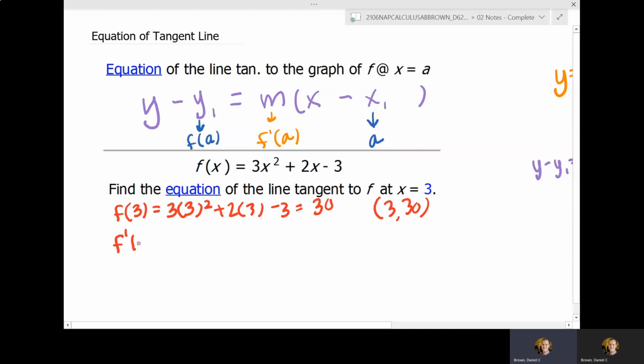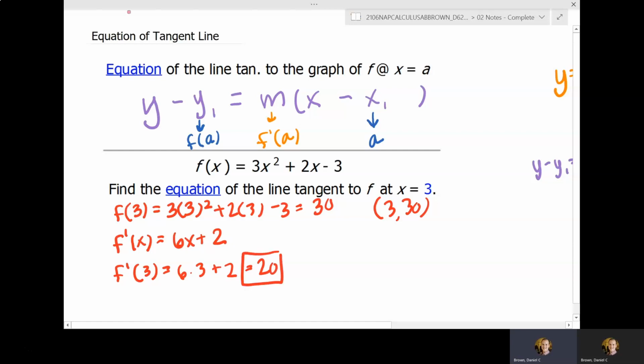And then we need the slope. The slope's going to come from the derivative. Again, you have to find the derivative before you can plug in a value. And then I want to find the derivative at 3. So I have 6 times 3 plus 2. That's 18 plus 2, or 20.